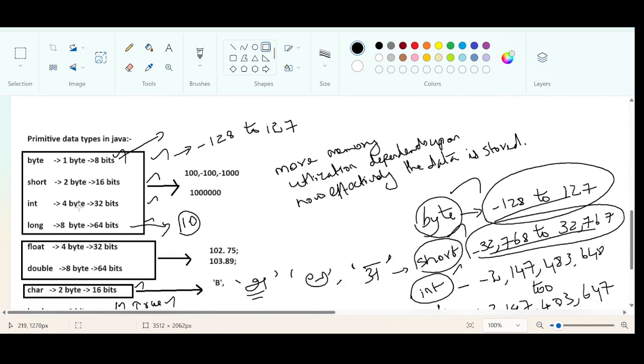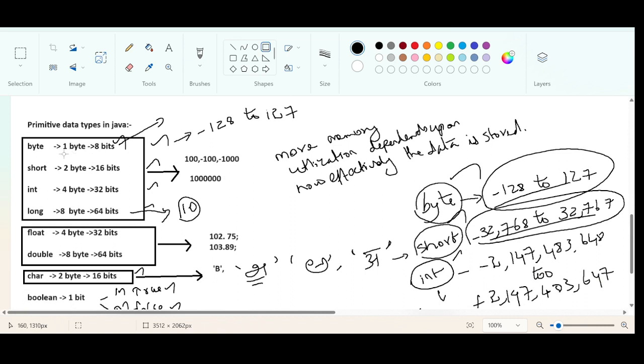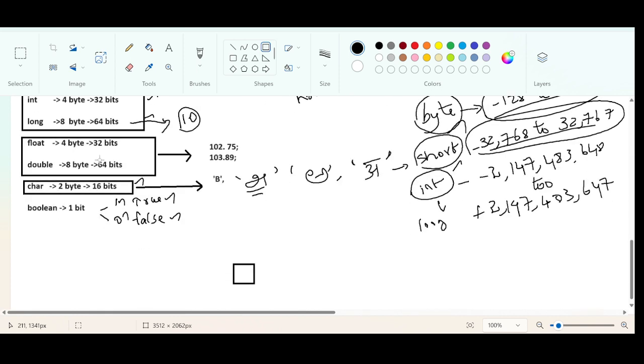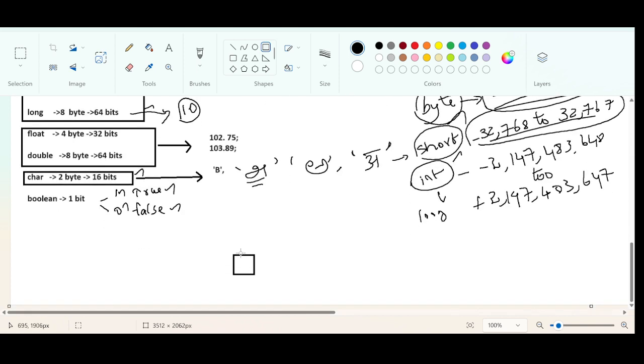But the byte data type is potentially enough to store 8 bits of memory. 1 byte of memory is nothing but 8 bits. So let me take 8 bits here. So this is 1 bit. So this is how the 8 bits look. Let me delete this.